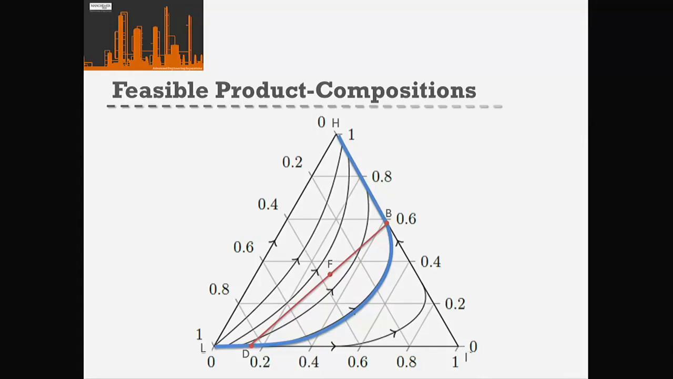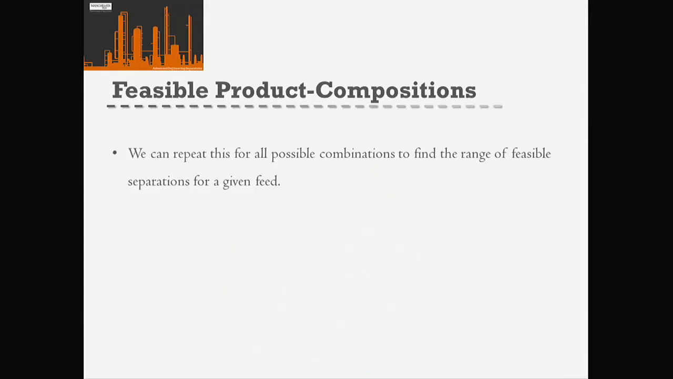Okay? So what we can do is we can take that idea and actually think about, well, what are all the possible combinations we can possibly have? Okay? So if we think about all the possible combinations we have, essentially what we're doing is specifying for a given feed, well, what separations are actually possible. Yeah? So it allows us to see if what we actually want as a product we can actually get.